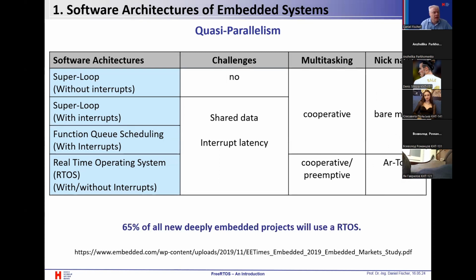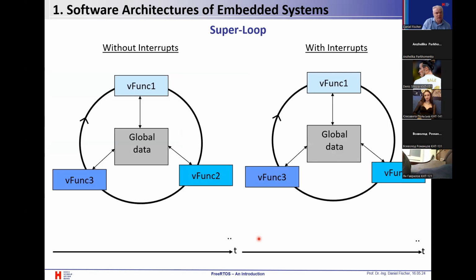Okay, and really, 65% of all new deeply embedded projects are now using an RTOS. It's also very, very common now that we use an RTOS in new embedded projects, and this is the state of the art. Okay, let's have a very short look into all architectures here.